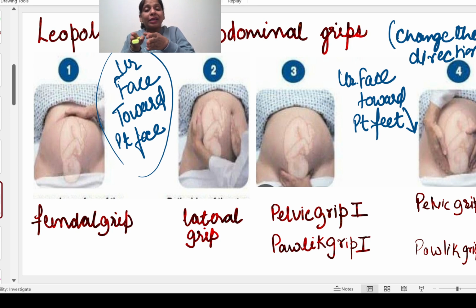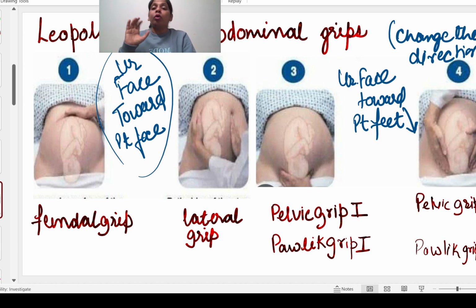Okay, so by seeing the direction of the hands, you can see what grip this is. After rotating myself, my hands will be like this. Toward the pelvis, if the tips of my fingers are toward the legs of the patient, it means that my face is also toward the patient's legs. That is the last grip and it is done like this, putting the hands on the pelvis as it is illustrated there. So that is the last grip.